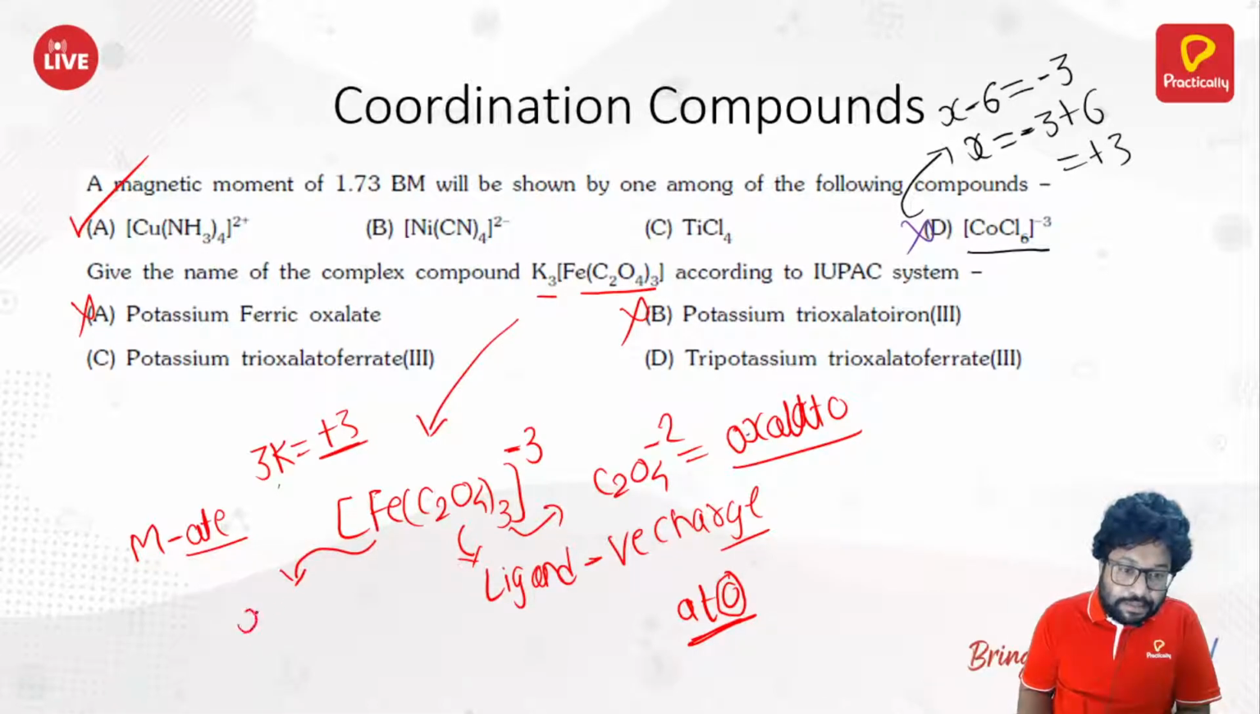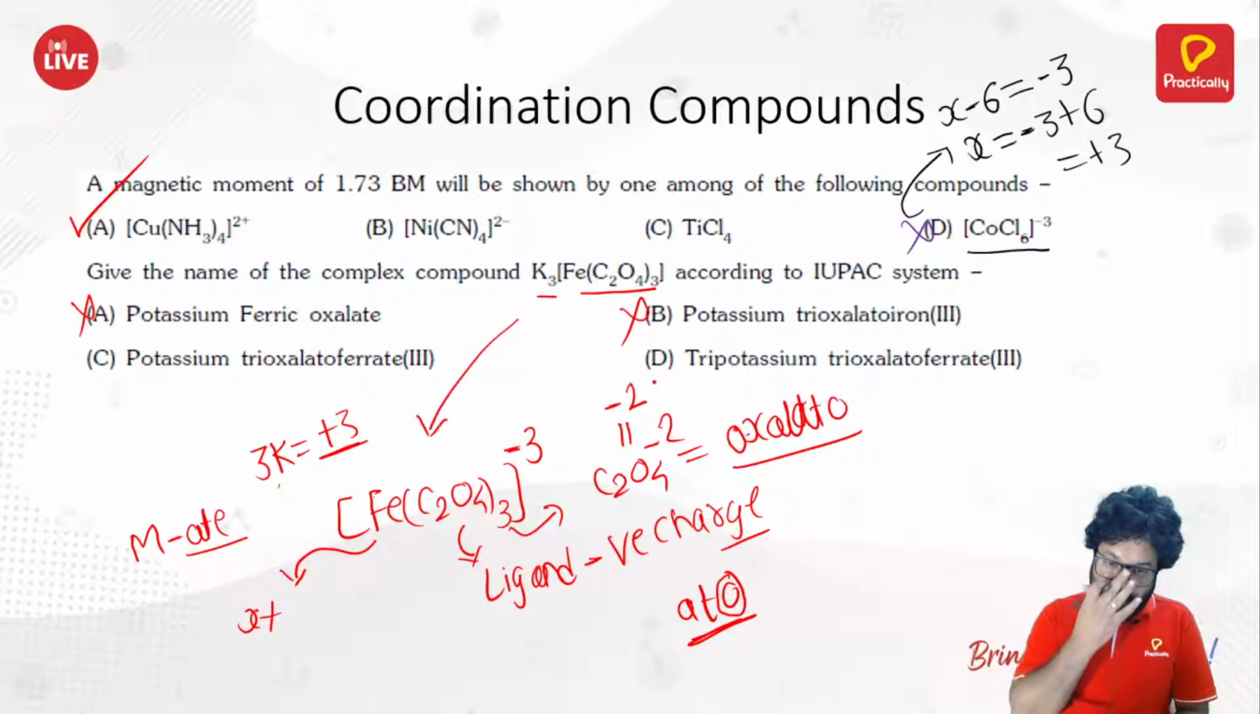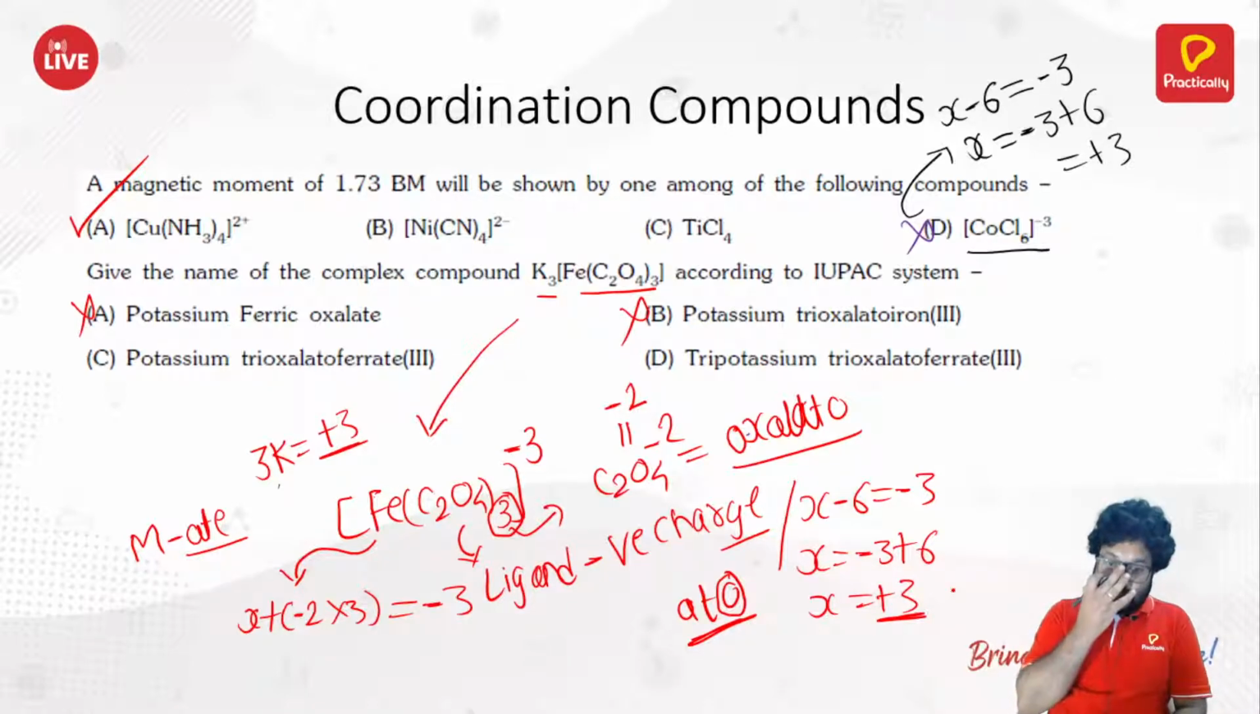Suppose iron is in an X oxidation state. The charge on each oxalate is -2, and there are 3 oxalates, so -2 times 3 is -6. So X minus 6 equals -3, X is equal to -3 plus 6, which becomes +3. So your iron is in a +3 state.